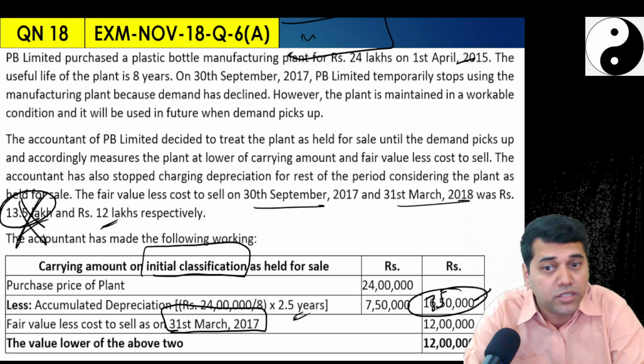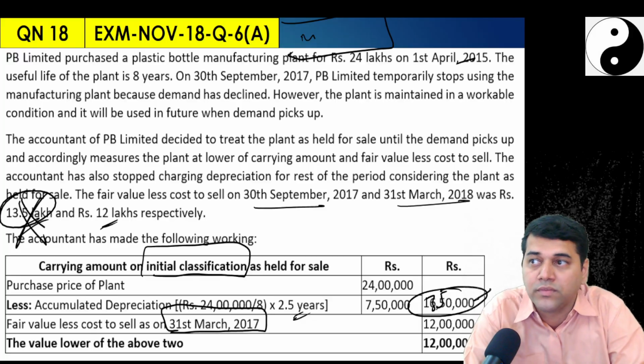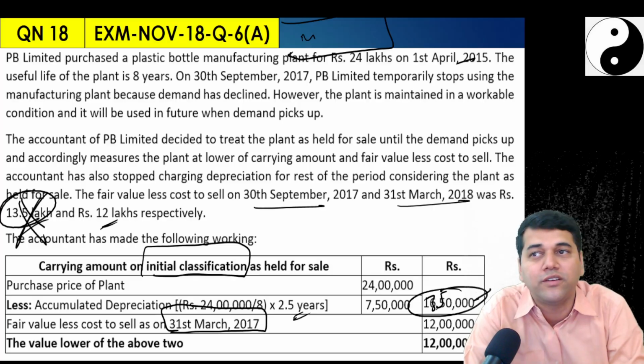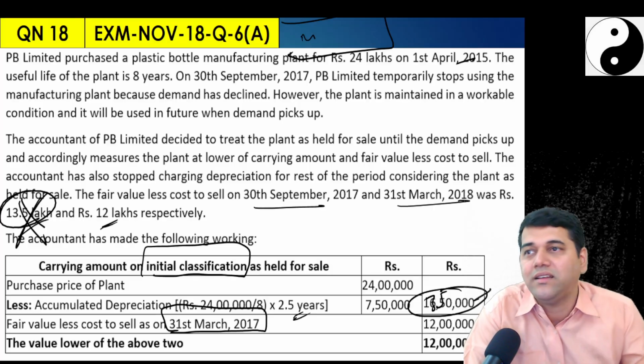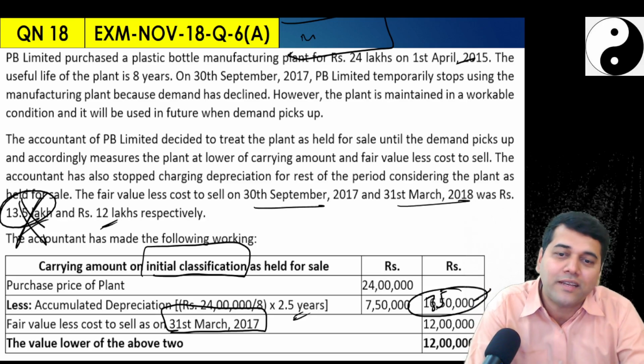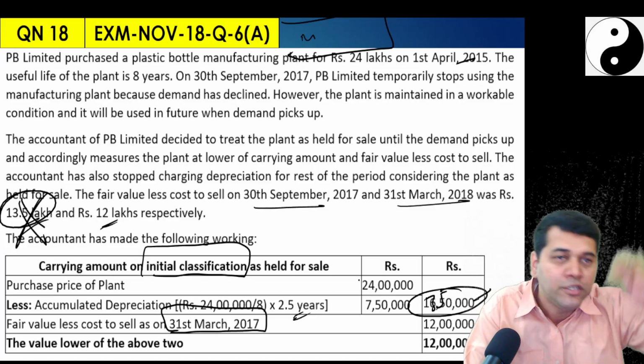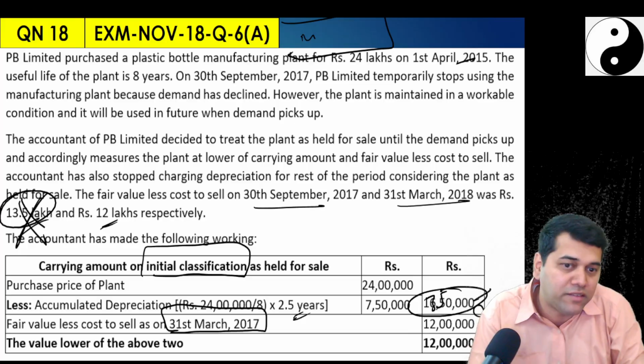Even though there is a repetition, they have created a confusion here. In the study material, there was no confusion. It was very clear that only the 30th September fair value was considered. But ultimately, the question is that the entire treatment, whether you take it on 30th September or on 31st December, is itself wrong. So does it matter which fair value you have taken?